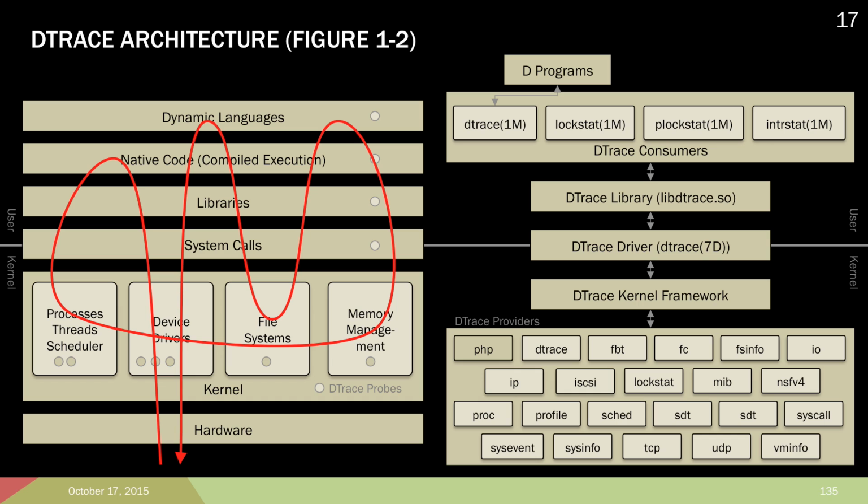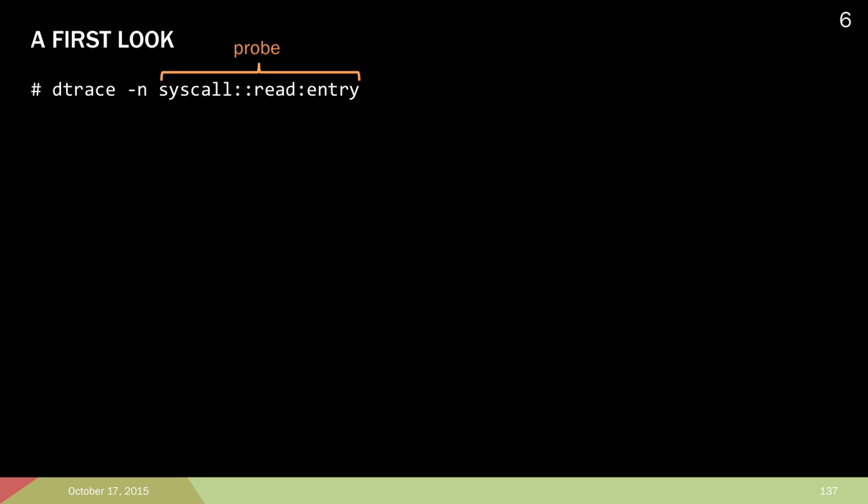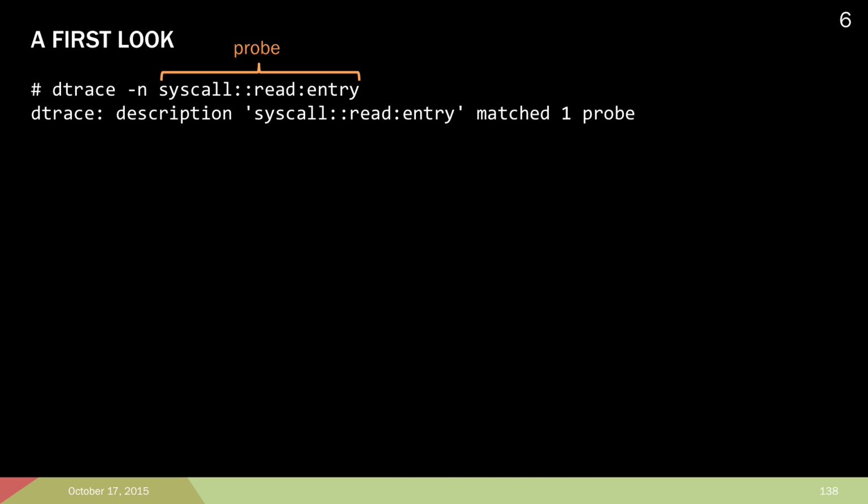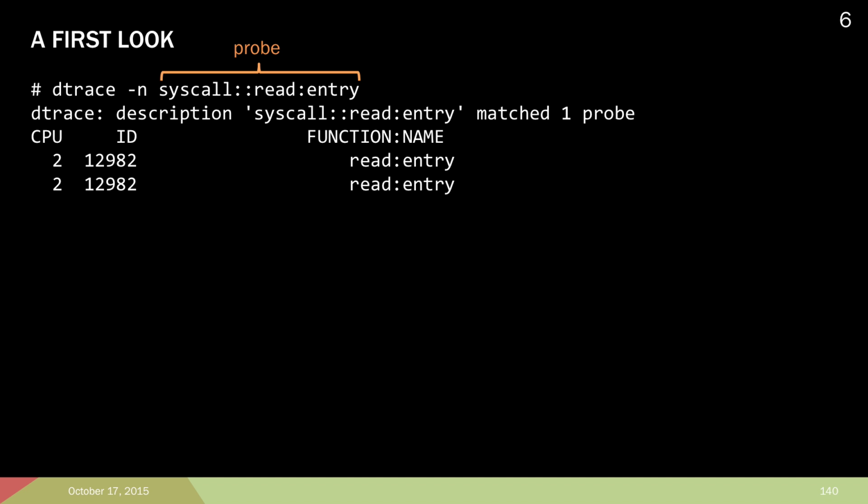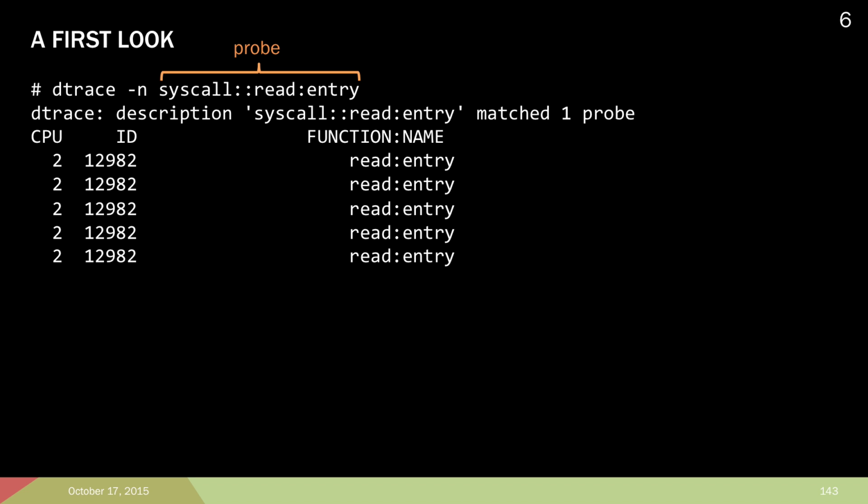Okay, maybe we're convinced DTrace can help us observe these layers. Where do we start already? Let's look at some scripts. Note we're root. We're looking at one probe. We press enter. DTrace tells us how many probes it matches, and as various processes enter the read system call, the probe prints itself. We press Ctrl+C to stop execution.